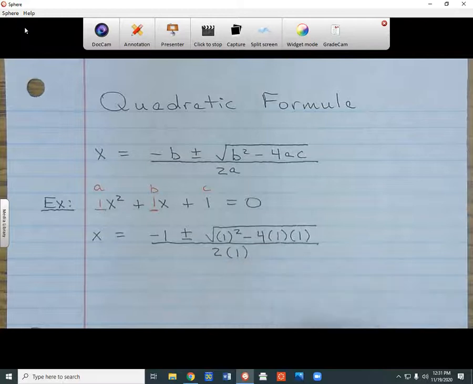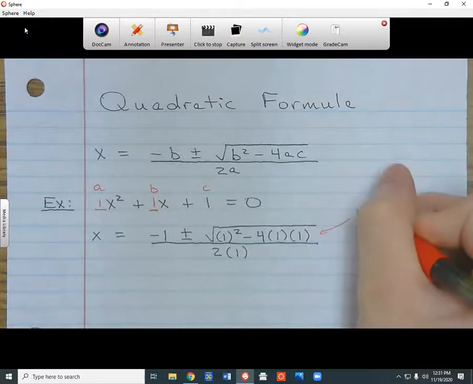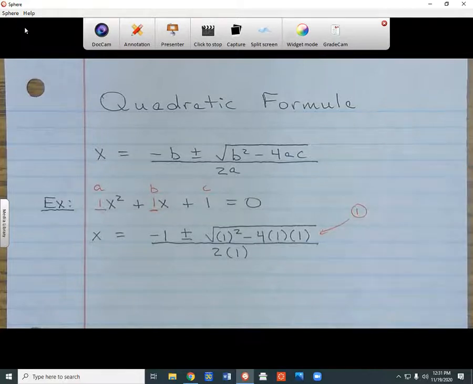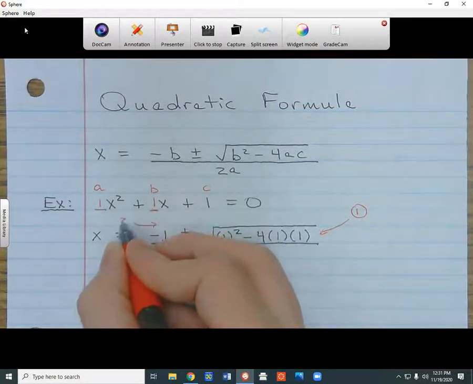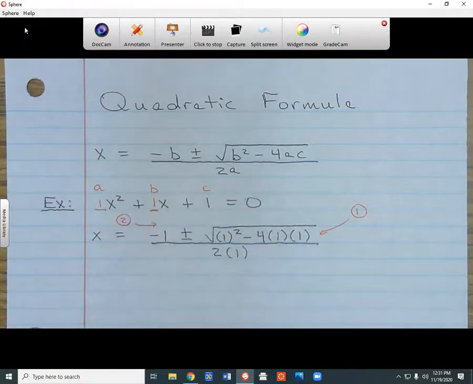Alright, so the first thing that we always do is we always work with the radical first. So I'm going to be simplifying this first. And then after that, we're going to be working with the plus minus and this number off to the side right here. This is going to be the second thing that we do. And then the last thing is going to be dividing by whatever is in the denominator. So this is going to be the third thing that we do.